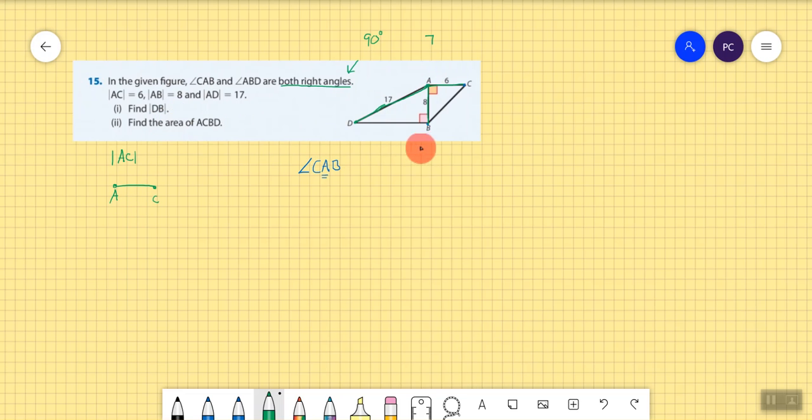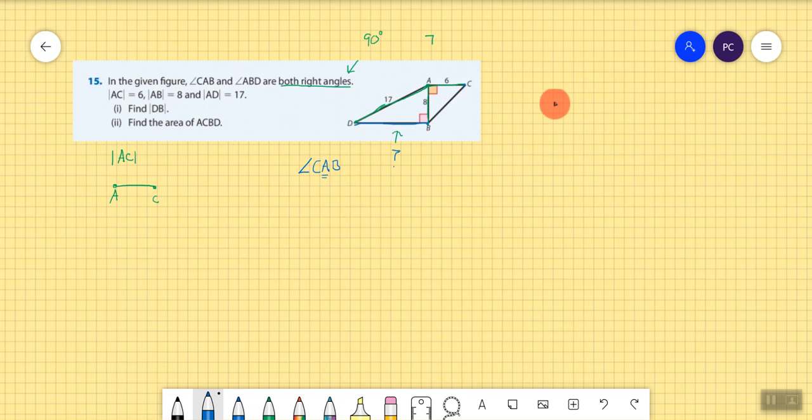So you've been asked to find out what's the length of this side, D to B. So this length. What is this length? That's what you're trying to figure out. And then it tells you to find the area of ACBD. So you've been asked to get the area of the whole shape, which is basically made up of two triangles. So first of all, we'll work at trying to get this side here.